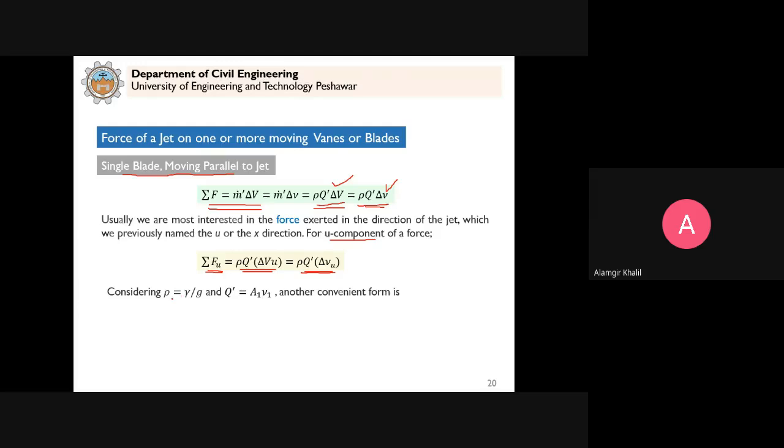If we consider rho is equal to gamma by g and Q dash is equal to a1 into small v1, the relative velocity, then the force of jet on a single moving vane or blade can be given by this equation. So this equation we can use to calculate the force of jet on a single moving vane.